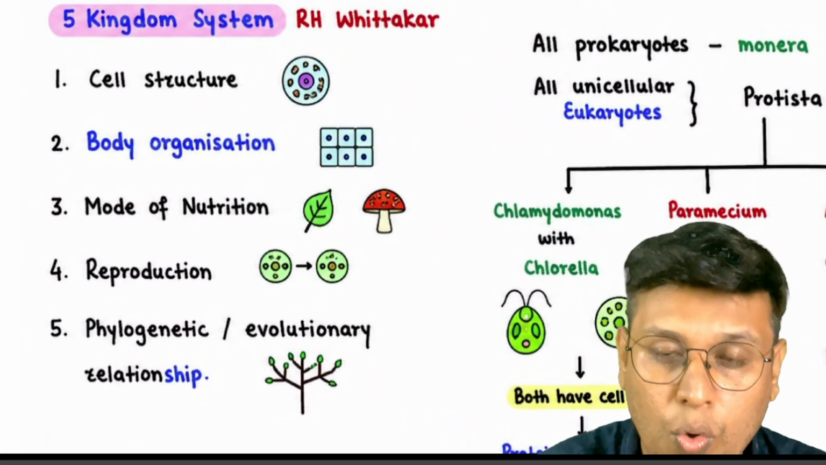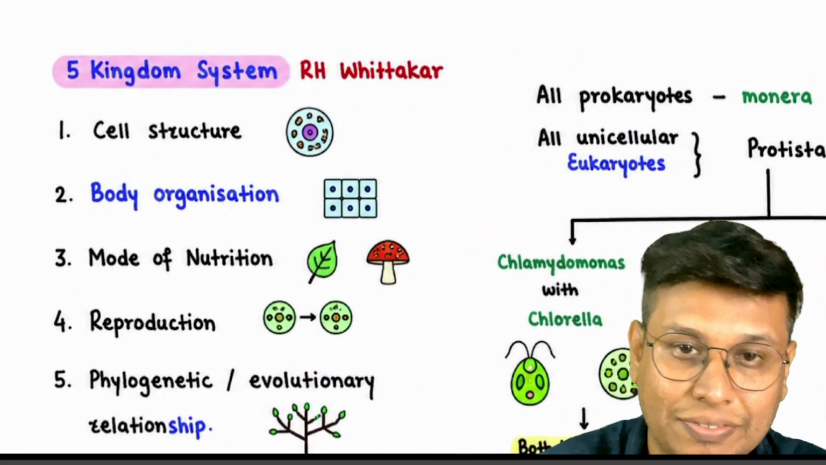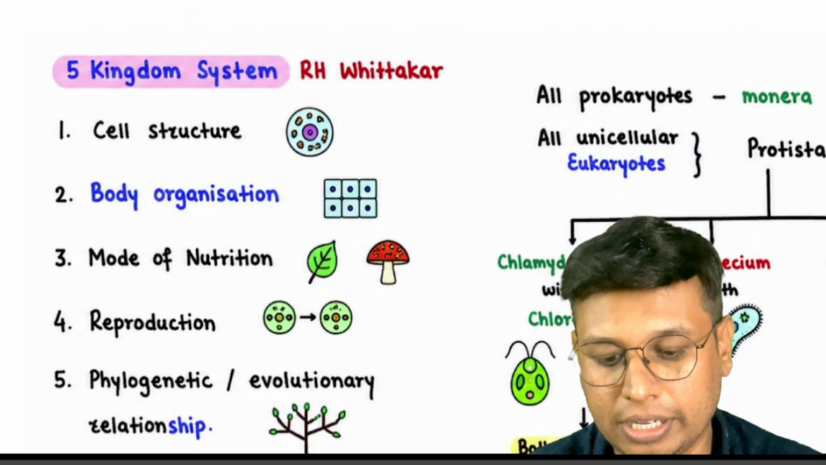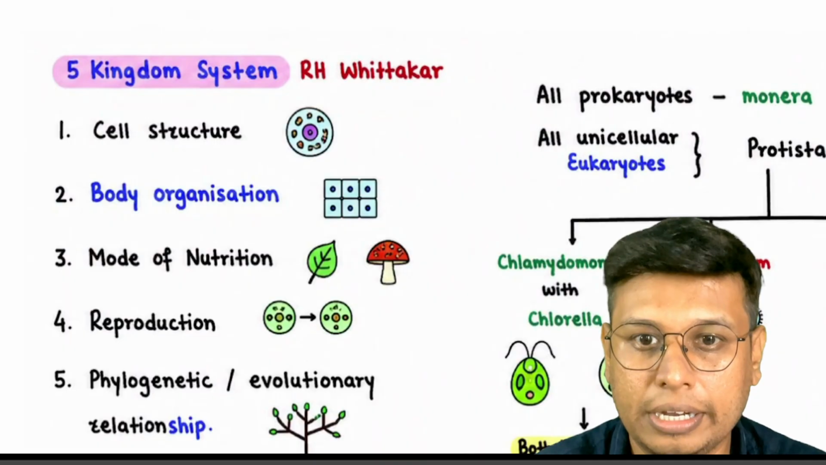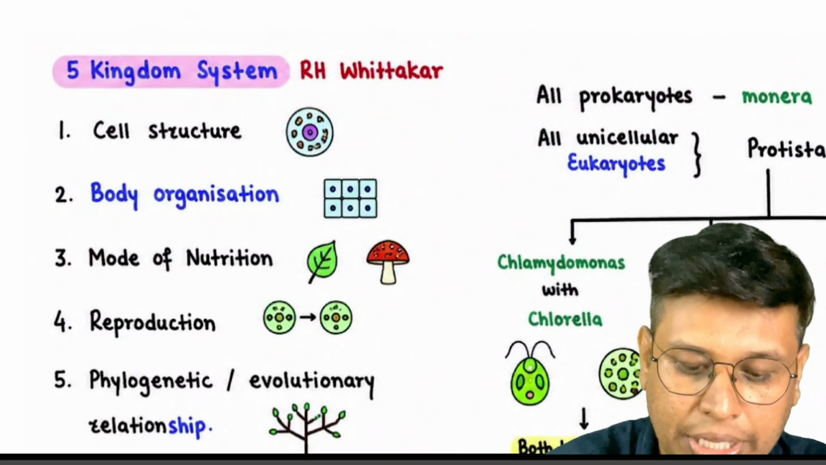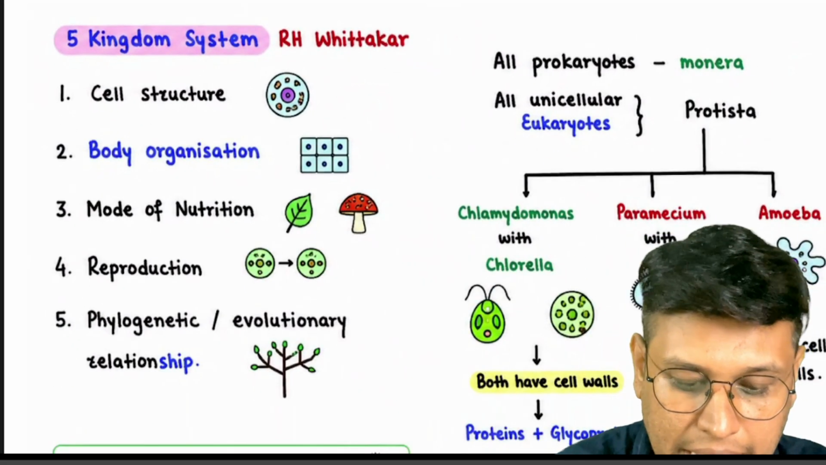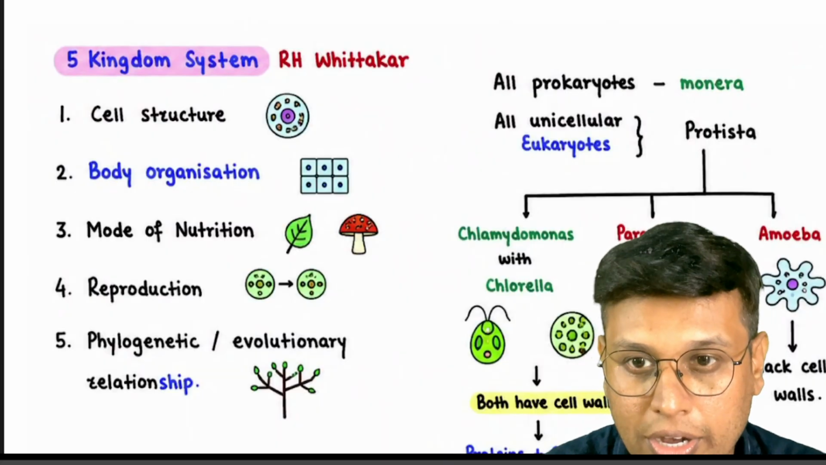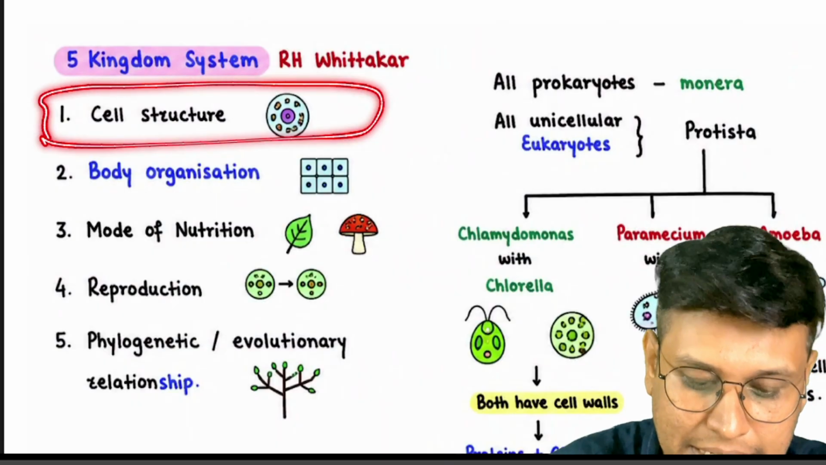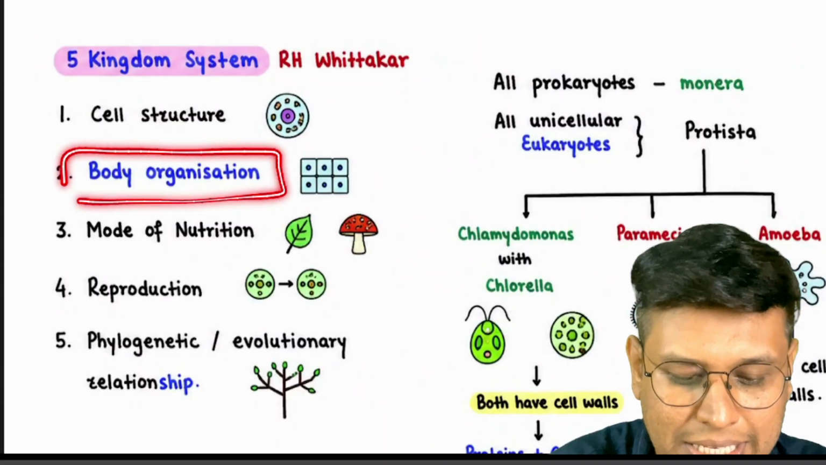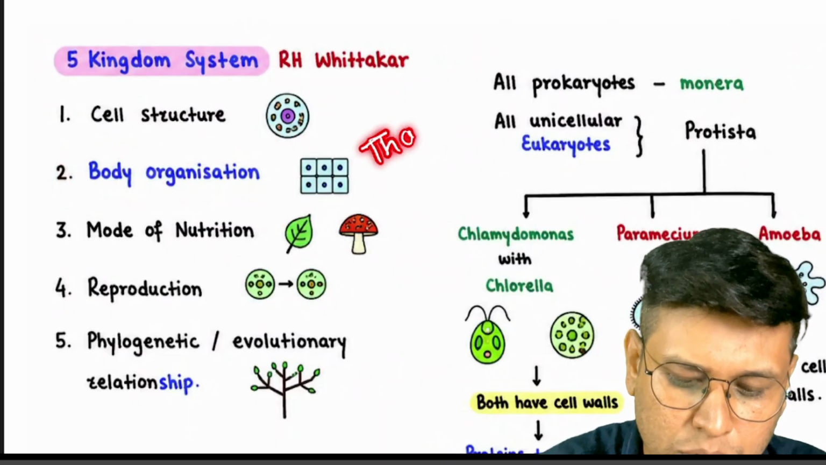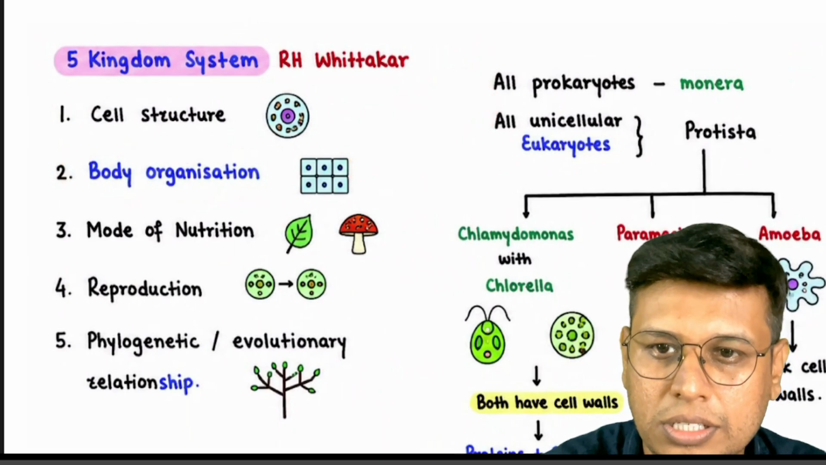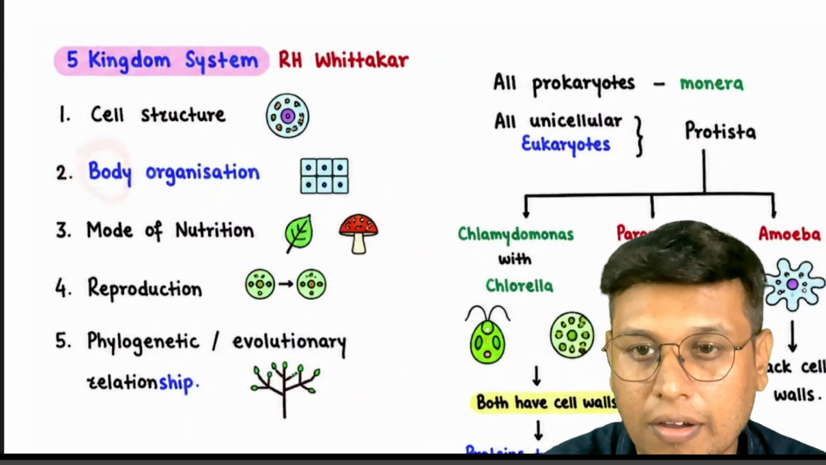Now we are coming to a very important part, R.H. Whittaker's five kingdom system. The five kingdom classification system given by R.H. Whittaker is considered a standard and is still mostly used. He gave particular criteria. So what is the criteria here? It's cell structure. Cell structure means whether unicellular, multicellular, prokaryote, eukaryote, all those things are considered. Then body organization. Sometimes the question is framed not as body organization but as thallus organization. Pay attention to that, they are just twisting the words, the meaning is the same.